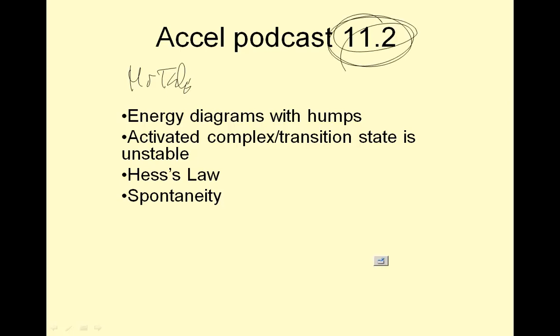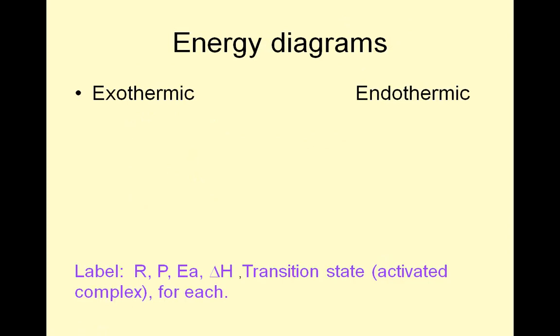We're going to talk about energy diagrams with humps, and we're going to talk about my humps. Oh, I have no volume here. This is so disappointing. But an activated complex transition state is unstable, and Hess's law and spontaneity, so let's hop to it. Energy diagrams, exothermic.